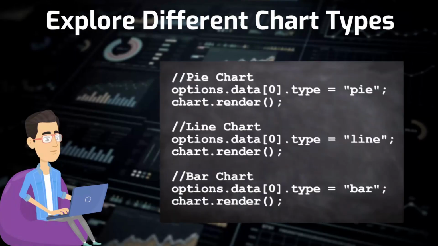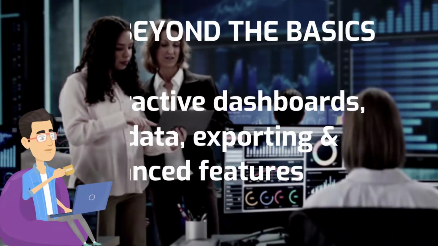CanvasJS isn't limited to column charts. It supports more than 30 different types for every data visualization need. Line charts for trends, pie and donut charts for proportions, area charts for distribution, scatter plots for correlation, candlestick and OHLC for stock data, bubble and spline charts for complex data, funnel and pyramid charts for process visualization, combination charts for mixed data views. Switching chart types is as easy as one line of code. And that's just the beginning.